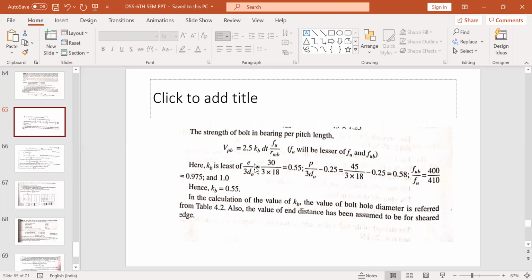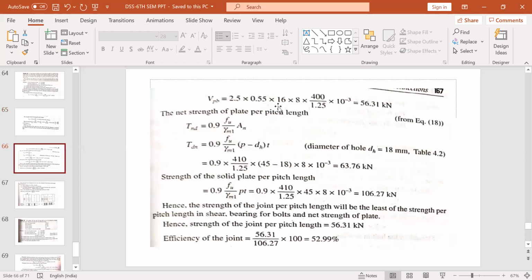So you put all these values. Now for 16 mm dia, what is the edge distance from the table? This is 30 mm. So you put all these values and find: e by 3d naught, p by 3d naught minus 0.25, it is 0.58. This is 0.55. fub by fu, 400 by 0.975, 1. Now the least of these values is 0.55, so Kb will be 0.55. This is found out. Now Vpb, put all these values. t will be 8 mm as explained earlier. Find Vpb, the bearing strength of the bolt of one line. This is 56.31.